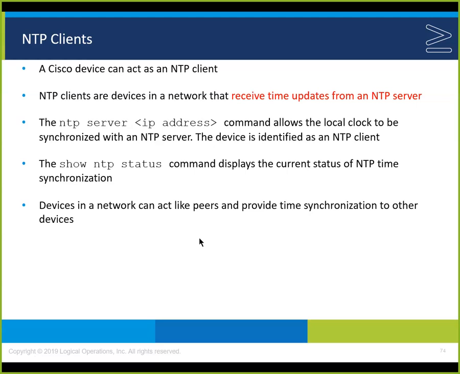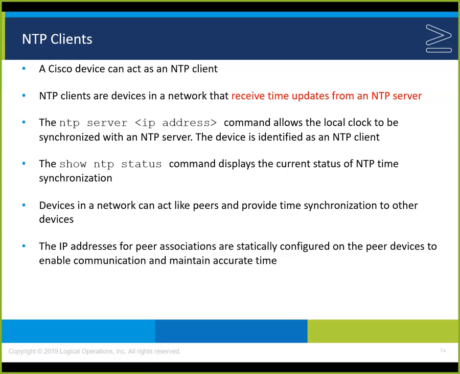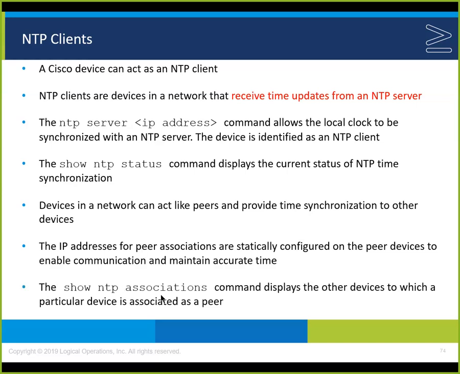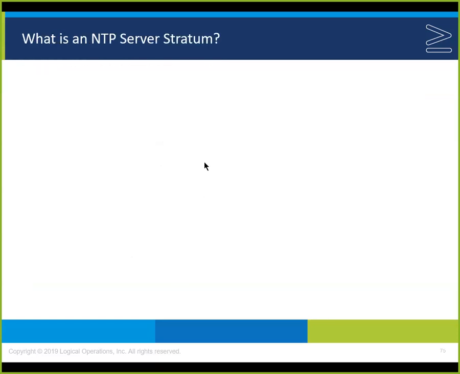So they can act as peers and provide time synchronization to other devices. IP addresses for the peer associations are statically configured on the peer devices to enable communication. Remember, if we're using DHCP addresses, the NTP server is one of those things that can be configured to be sent via DHCP. Show NTP status and show NTP associations are the two big commands for this.